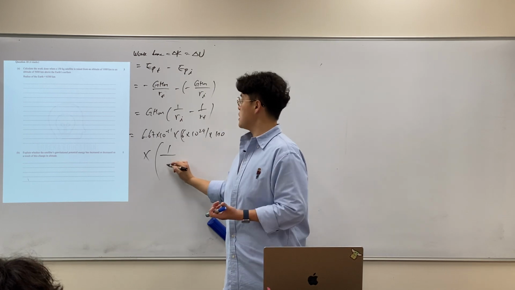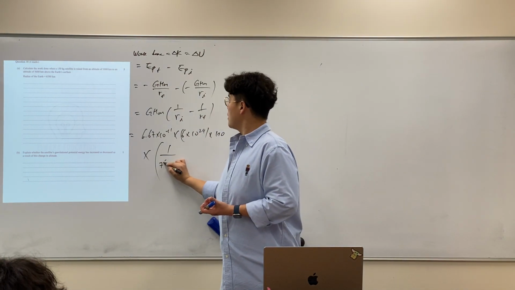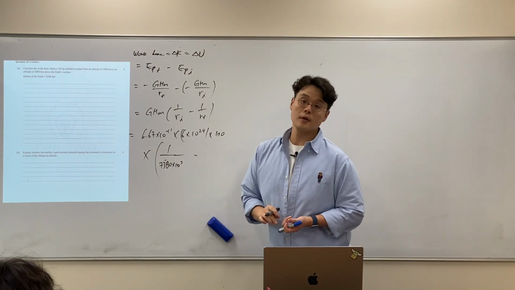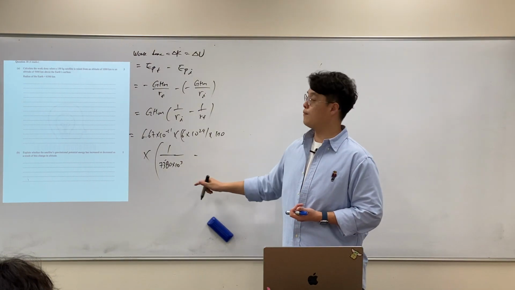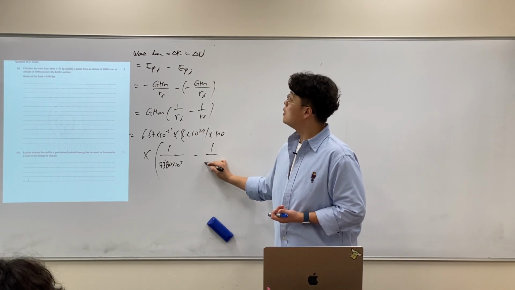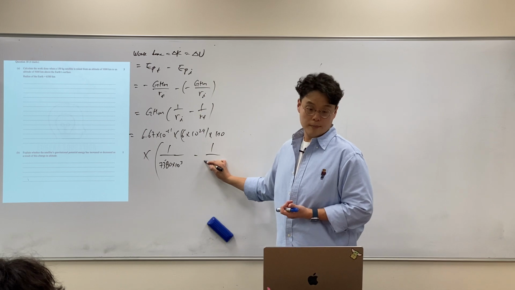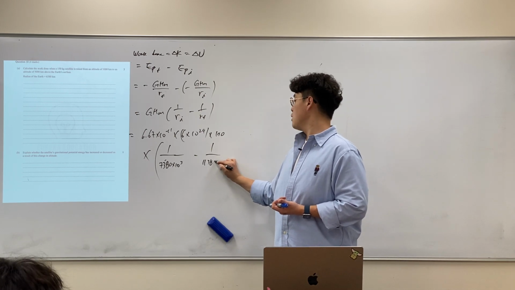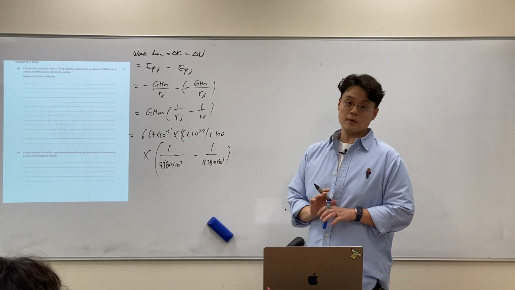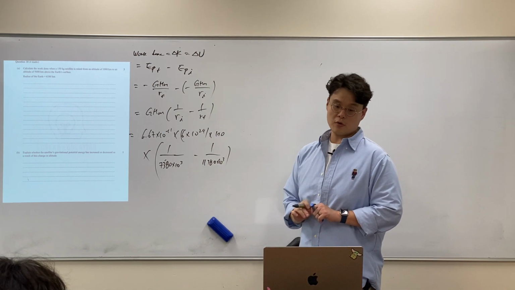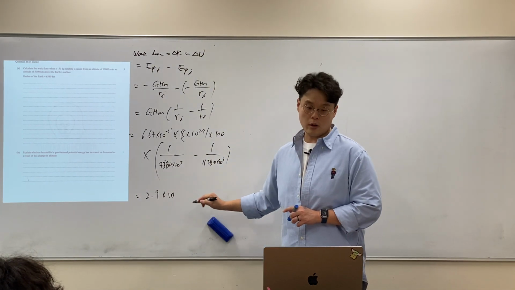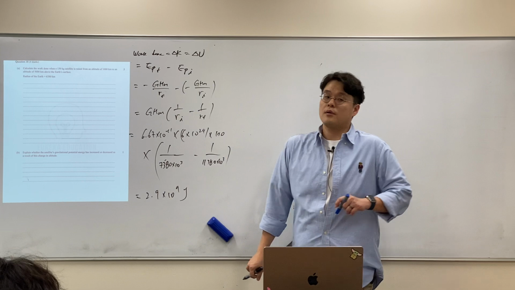So just simply saying 7,380 times 10 to the power 3. Show that conversion of the kilometers to the meters. On final, we have 6,380 times 10 to the power 3, like this. Then time to play with your calculator, substitute the values. You should get the value of 2.9 times 10 to the power of 9 joules.